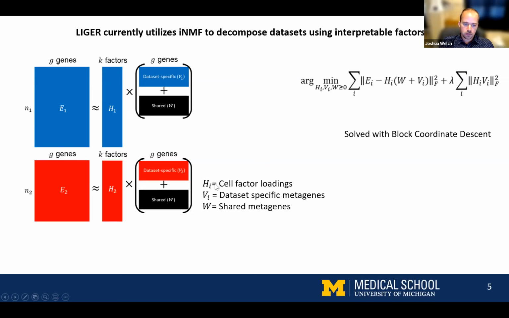And at the end, we obtain the matrices H_i, one for each data set, which give us cell factor loadings. The matrices V_i, which are data set specific metagenes, again, one for each data set.